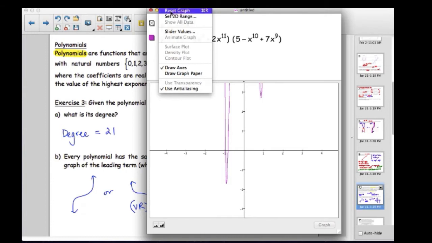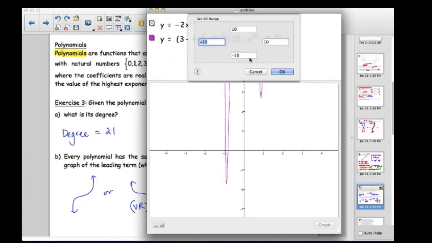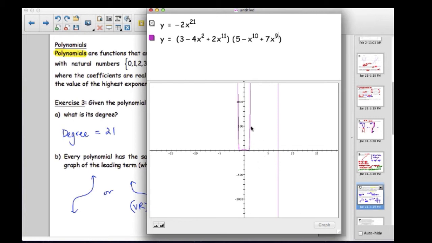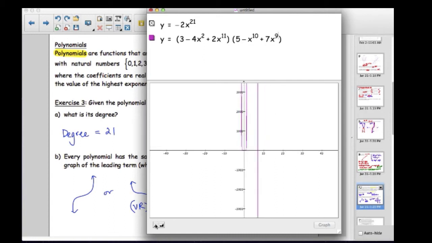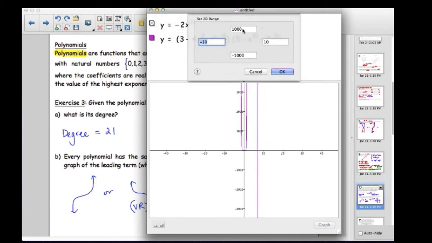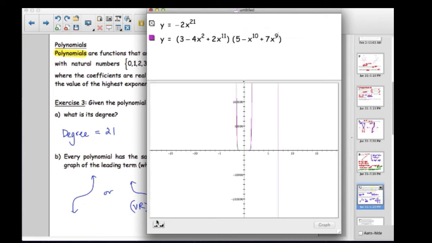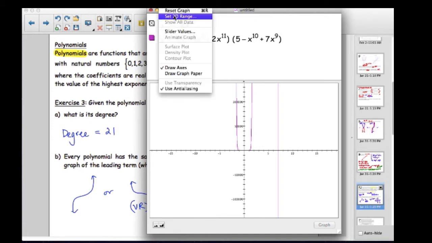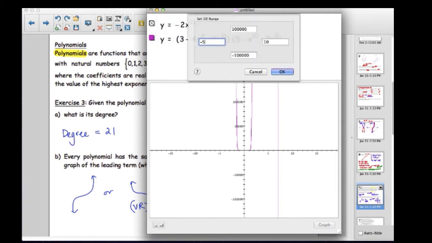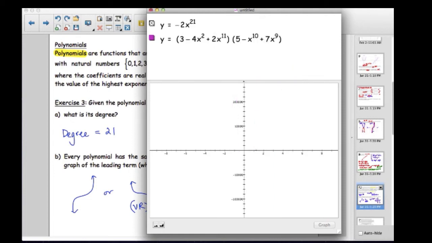I'm going to change the 2D range so that maybe we go -10 to 10 is good, and let's make this -1000 to 1000. The y values, of course, are going to be very big because they are the x values raised to exponents of 21. And if we zoom out, it's still really hard to see. I'm going to make the y values 100,000 and negative 100,000. And I would really like to make the x values not so wide. Let's see if I can make it from negative 5 to 5. Okay, still hard to see, but if we zoom out, I'm going to try to change the windows again.